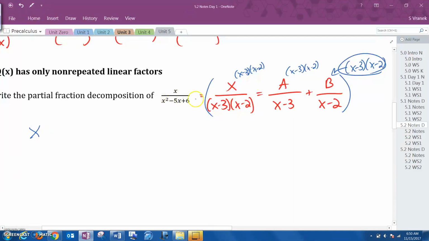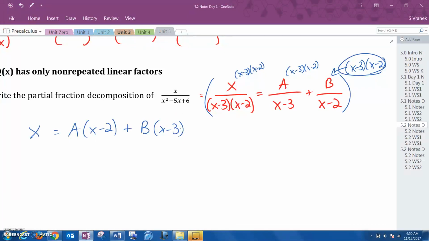By the way, we're not looking at the original problem anymore. We're looking at the factored form and then our breakdown. For A, the x minus 3's will cancel out, so I have A times x minus 2. And for B, the x minus 2's will cancel out, so I'm left with B times x minus 3. So this is our setup that we're going to have to solve for A and B.